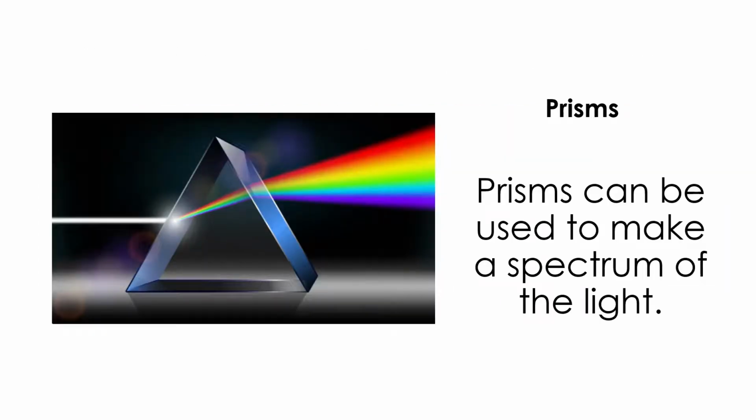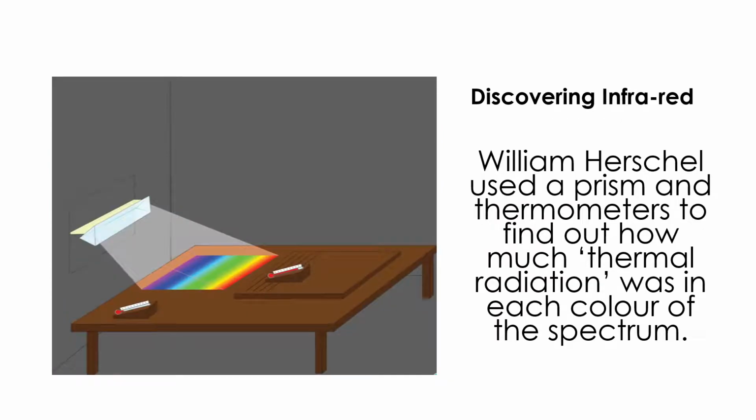Now, prisms can be used to separate light into the spectrum. But what you might not have realized is the prism is also separating out the parts of the spectrum that we can't see. So infrared was discovered by a person named William Herschel. William Herschel was investigating whether different colors of light carried different amounts of thermal radiation. So in other words, would different colors heat things up at a different rate?